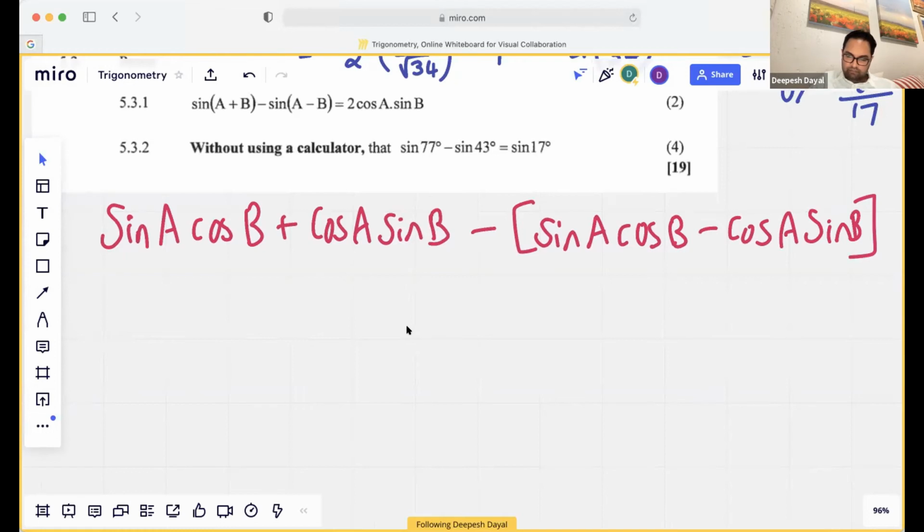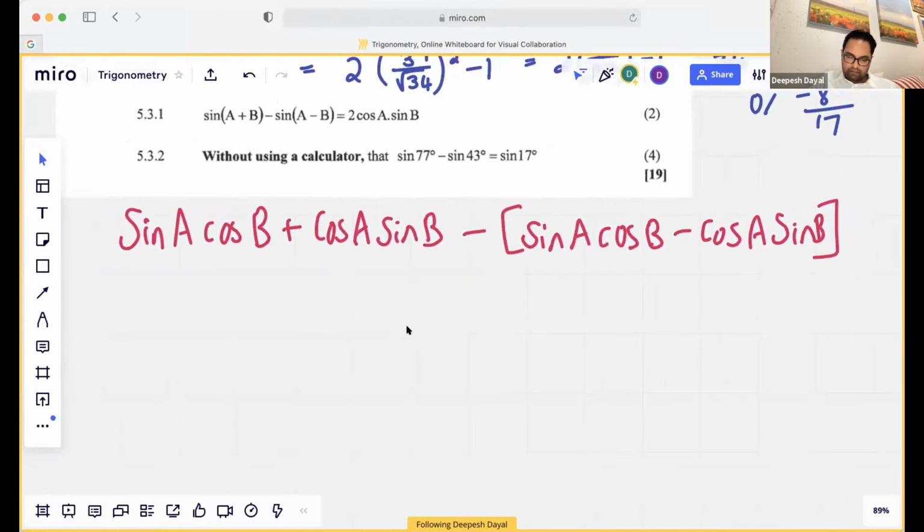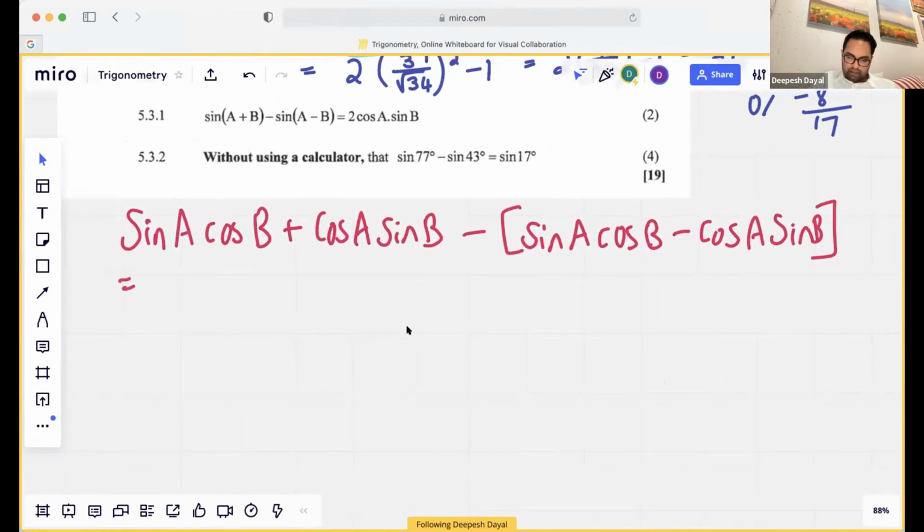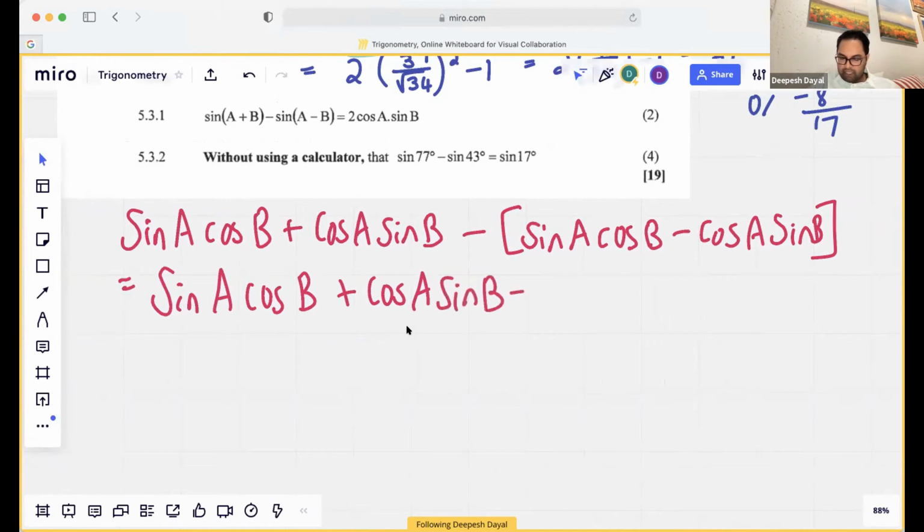And now we're going to get rid of the bracket there. So it's sine A cos B plus cos A sine B, minus sine A cos B, plus cos A sine B. Okay. And then we're going to see what can we cancel.